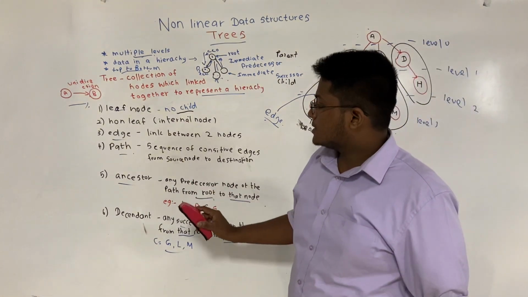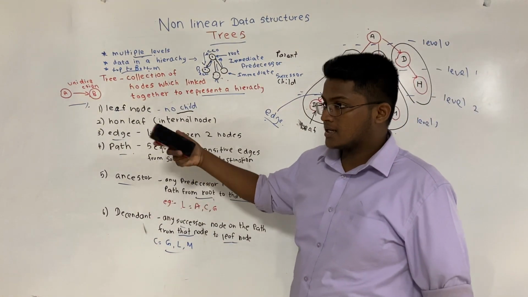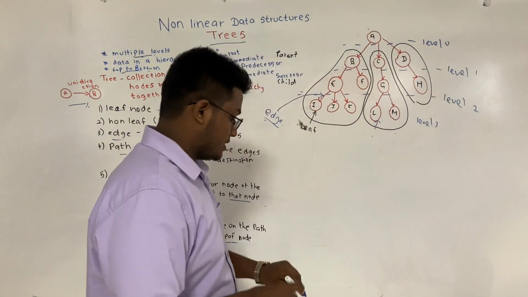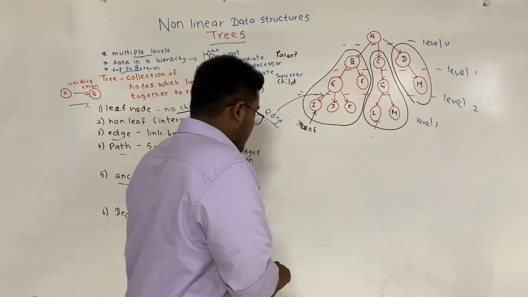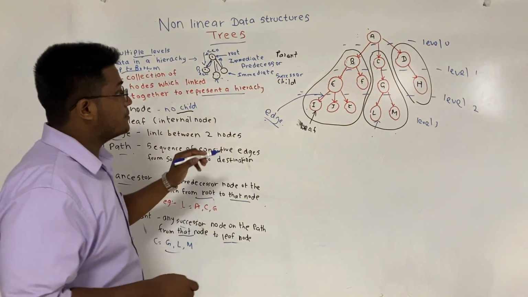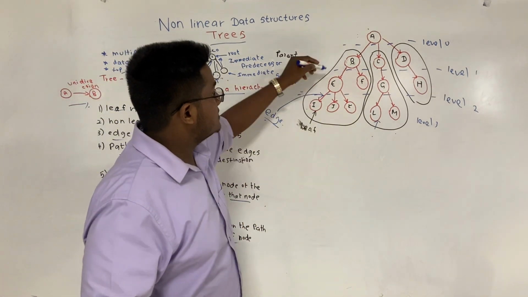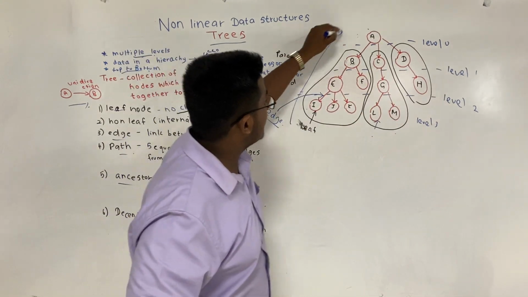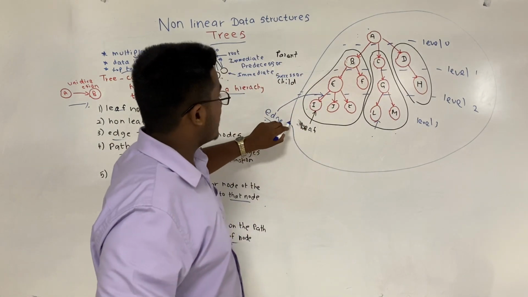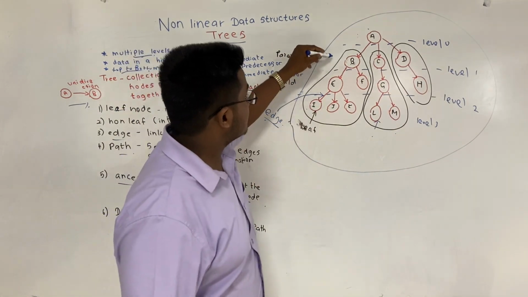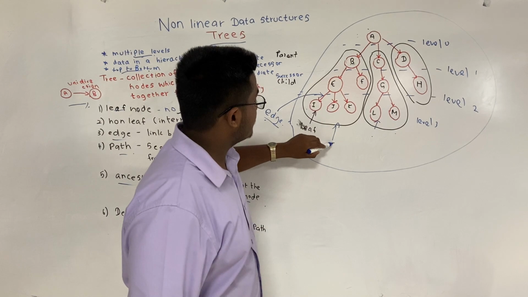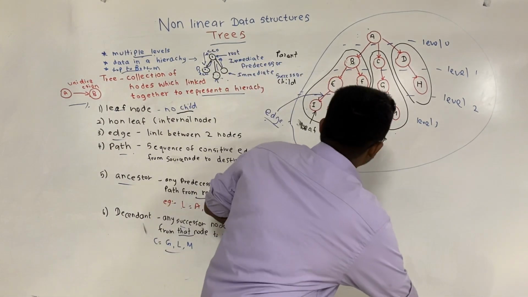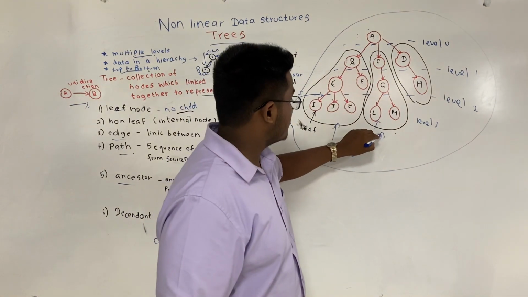Now we have learned six terms, and there are some more to learn. Next, we'll move on to the subtree. This is a whole tree, the entire tree. A subtree is a part of this. This is a subtree. This is also a subtree.